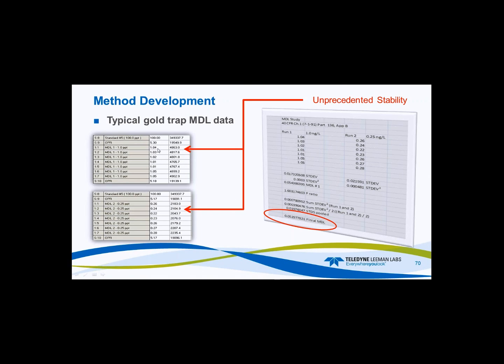Here's the responses. So this is a 1 ppt, so it's almost bang on with very little variance at all. 04, 03, 02, 01, 01, 05, and 05, and then we ran a 25 ppt, so 26, 24, 22, 23, 26, 27, and 28, and that is stability that you will not find in any other system.